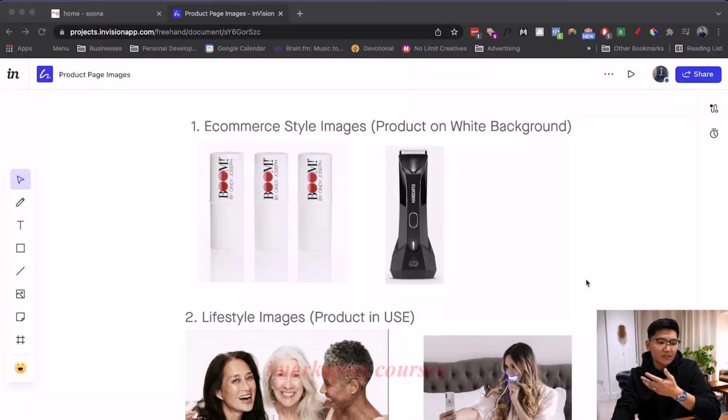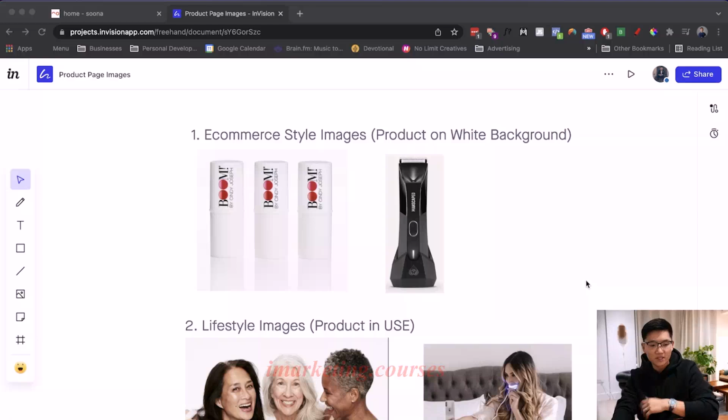Okay, let me share my screen real quick. There are 3 different types that I like to use, and you can just play around with these. These are not like, oh, you need to have them, but for me, they're somewhat of a must. I think most successful e-commerce sites have some element of this. So the first one is your general e-commerce style images.